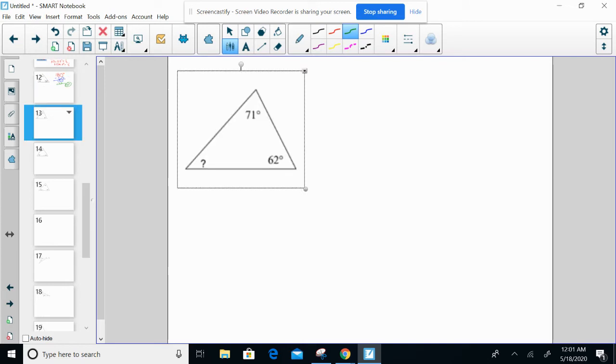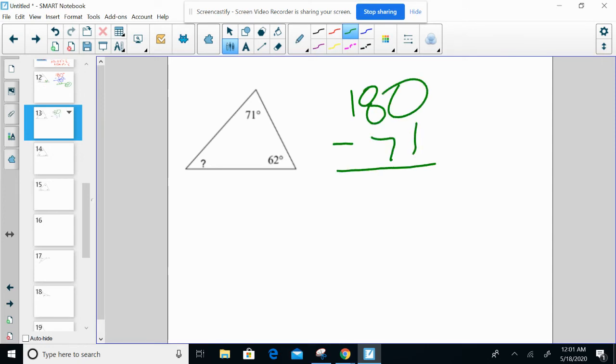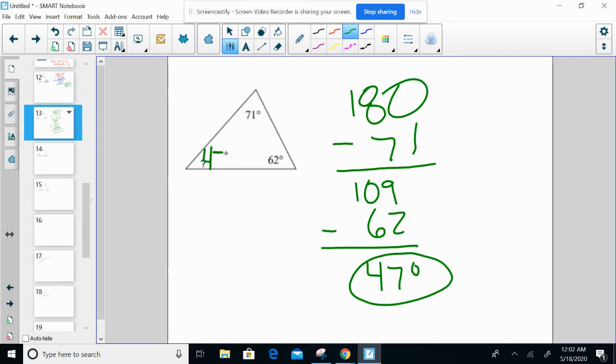All right, let's take a look at another example. So again, one of them equals 71, one of them equals 62, one of them equals question mark. So take 180, subtract 71, and then subtract 62. You can just do this in your calculator on your phone if need be. 180 minus 71 is 109, and then minus 62. That's your answer. You can check it by adding it up. What's 47 plus 62 plus 71? It equals 180.